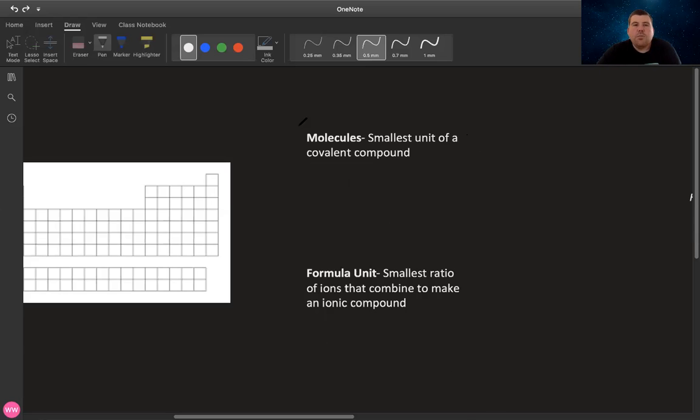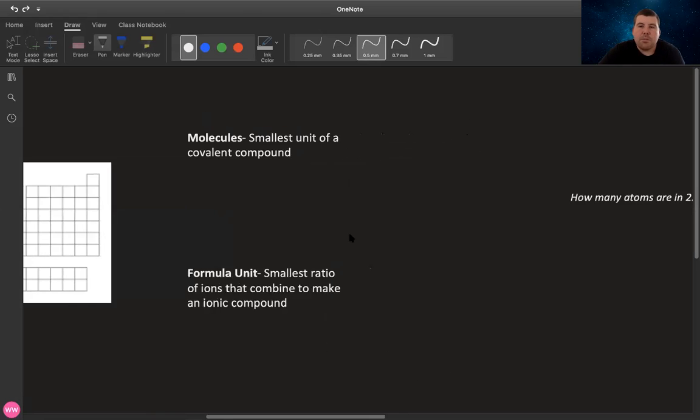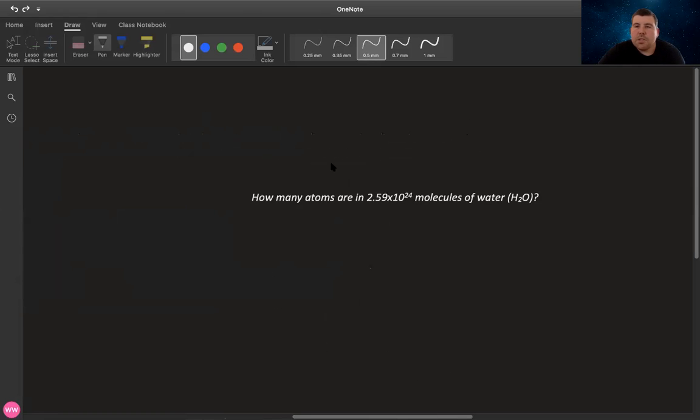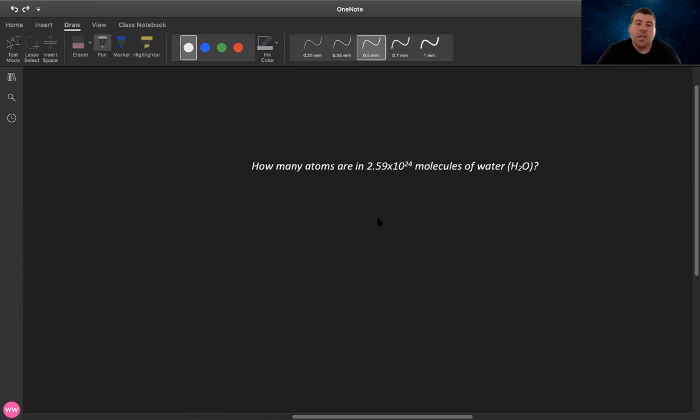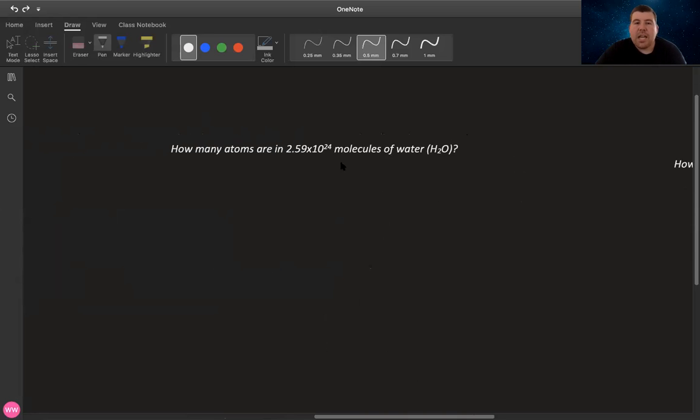Beautiful. So let's go ahead and try two more problems out. These last problems that we're going to look at are really trying to make sure you're paying attention to the language that's used within the problem. How many atoms are in a 2.59 times 10 to the 24th molecule sample of water? Interestingly, I don't even really need to convert to moles, because it's having me just convert between atoms and molecules. Water's formula is H2O.